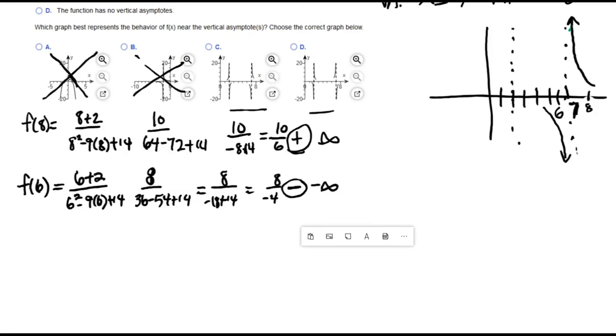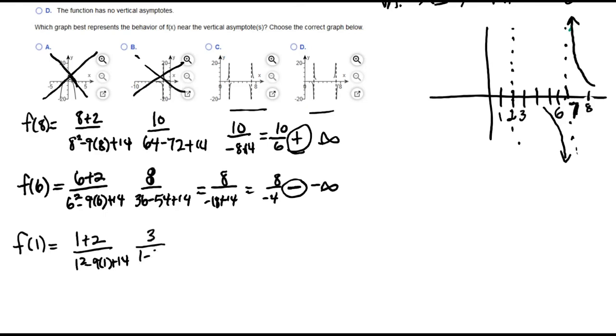Then I need to know what's happening on either side of the 2. So I'm going to plug in 3 and 1. f of 1 is 1 plus 2 over 1 squared minus 9 times 1 plus 14. That's 3 over 1 minus 9 plus 14. That's 3 over negative 8 plus 14. It's 3 over 6. That's positive. So I know on the left side of this asymptote, the graph is going to go to positive infinity.